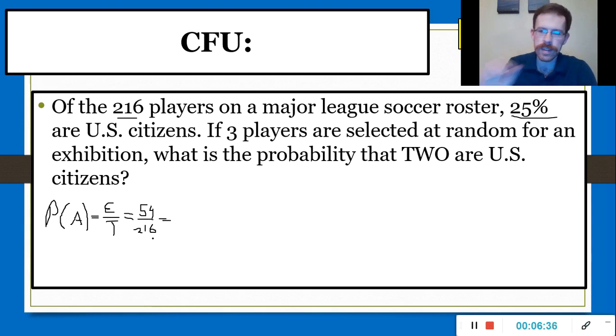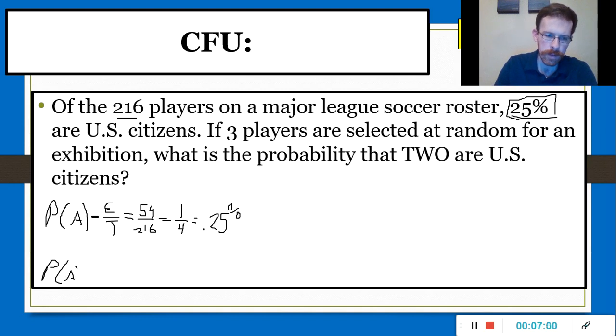And so that would be a probability that you're working on, except they already actually just tell you the probability. The probability is 25%. And so this has to boil down to 1/4, which is equal to 0.25. That's the probability that someone is an American on the soccer team. Well, okay. Probability of A. So I'm going to kind of cross that all out.